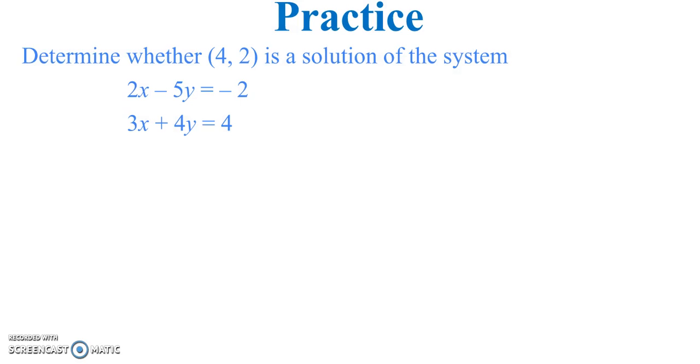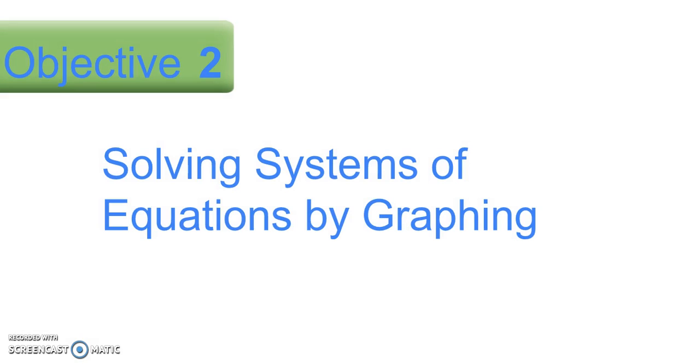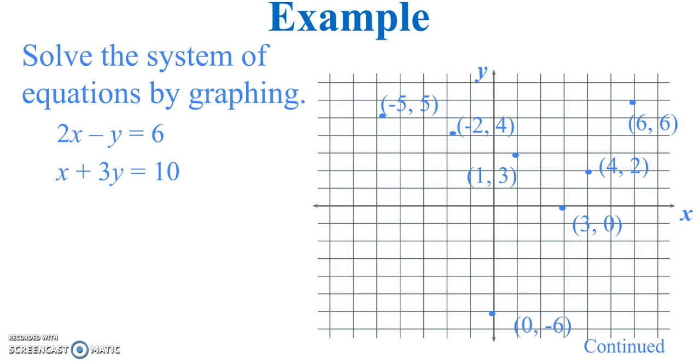However, if you have an ordered pair and you plug it in and one is true and one is false, then that means 4, 2 is not a solution for the system of the two linear equations. We worked on checking your answers previously, so that should be a review. When you are graphing, the first thing you have to do is graph the line. So you can do a t-chart or you can do slope-intercept form.